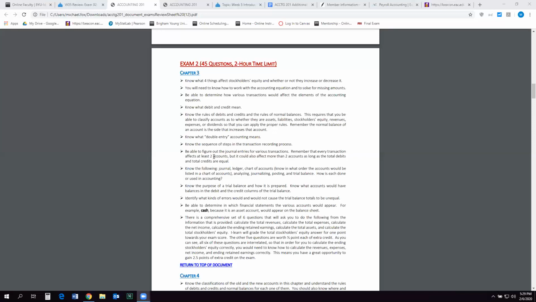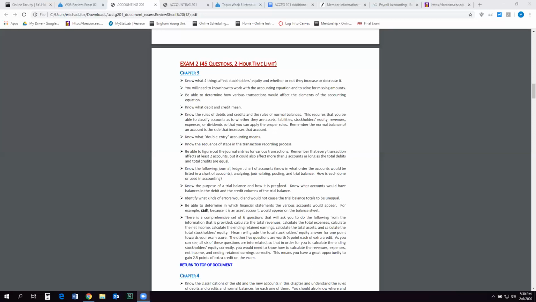Let's see. Be able to figure out the journal entries for various transactions. So again, it reminds you that every transaction has at least 2 accounts, but it could be more than 2. So again, it's going to give you transactions. You'll have to put them in that journal entry, which is the debit credit format. Know the following: journal, ledger, chart of accounts. Know in what order the accounts will be listed on the chart of accounts.